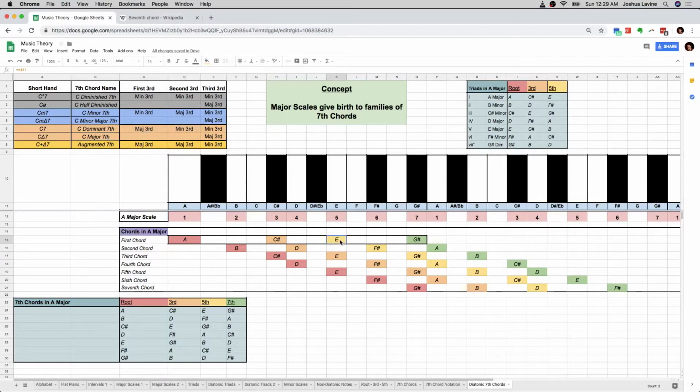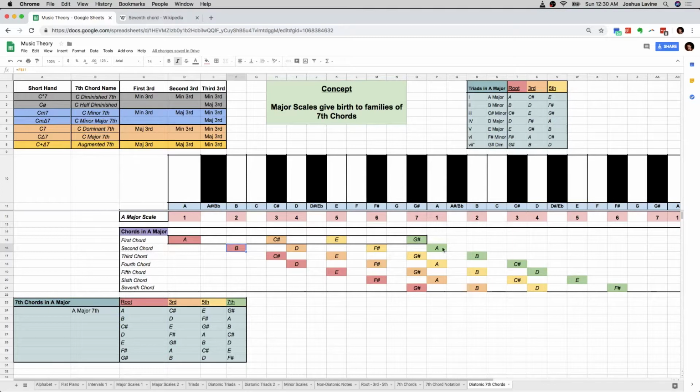So my question is, from E to G sharp, is this a major third or a minor third? And that will help me determine whether it's a dominant or a major seventh. So from E, 1, 2, 3, 4, that is a major third. And so it is a C major seventh. Pardon me, it's an A major seventh because we are in the key of A. So it is an A major seventh.